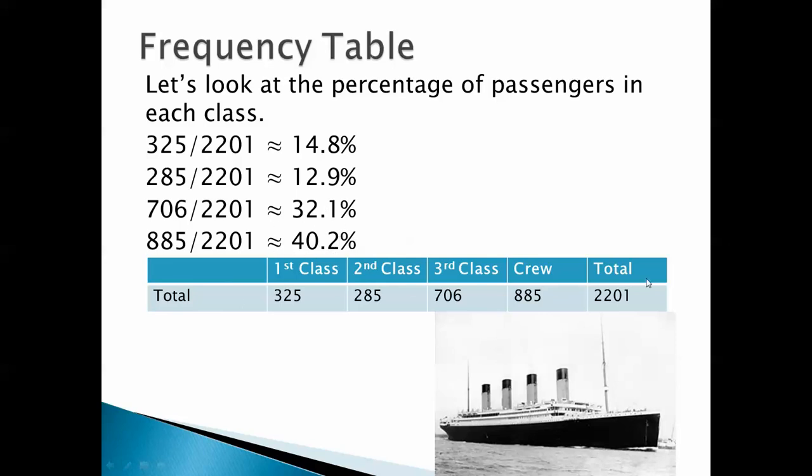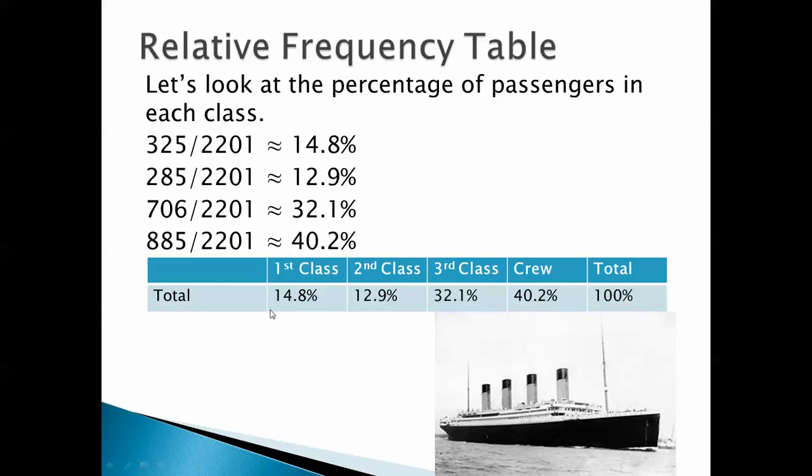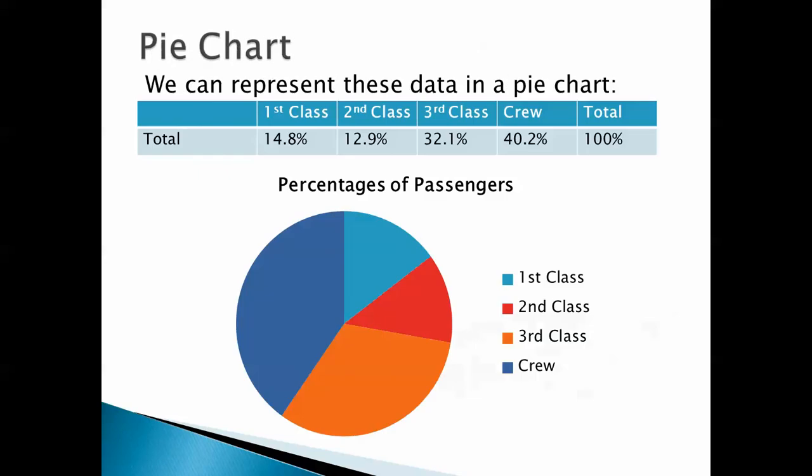Okay, now what we have here is a frequency table. If instead of using the raw numbers, you use the percentages, you'd get a relative frequency table, because this tells you, relatively speaking, what percentage of passengers were first class, what percentage were second class, etc. This is a relative frequency table.